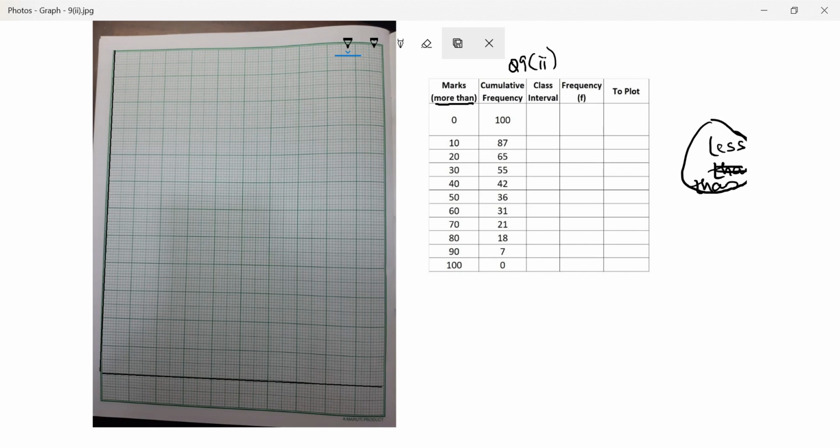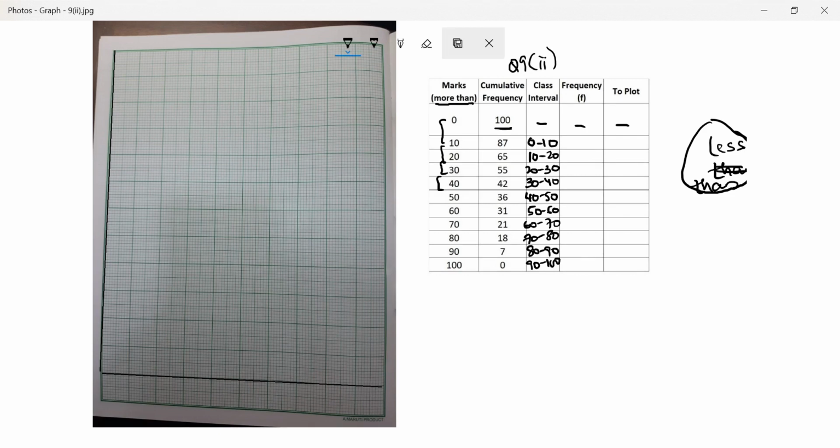So this is marks more than 0. There are 100 students who appeared for the exam, and all of them scored more than 0. So no one scored 0. So what are the class intervals that we look at? My suggestion is leave the first one blank. I notice that the interval is 10. So my class intervals should be 0 to 10, 10 to 20, 20 to 30, 30 to 40, 40 to 50, 50 to 60, 60 to 70, 70 to 80, 80 to 90, and 90 to 100.